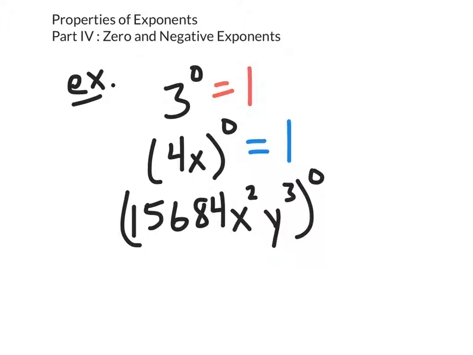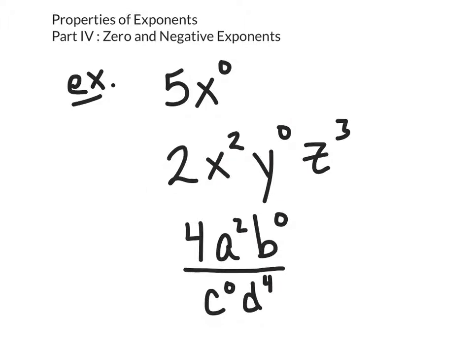And my third example, I've got a huge coefficient on this: 15,684 x squared y to the third, all of that to the 0 power. That is also going to equal 1. Okay, so I've got 3 more examples up on the board for you to take a look at when it comes to 0 as an exponent.